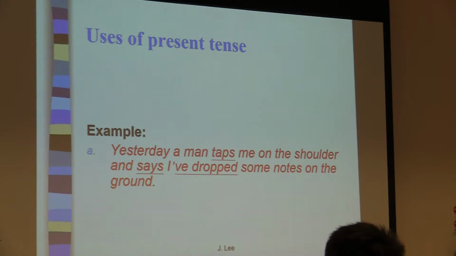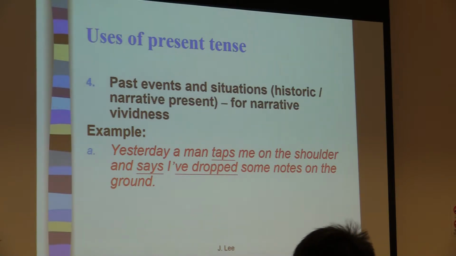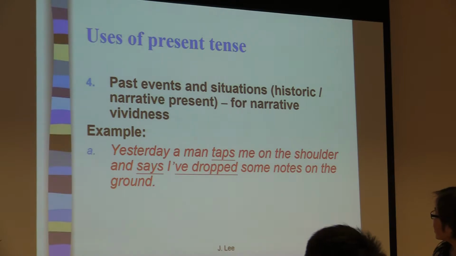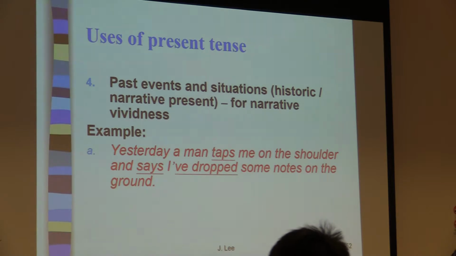But as advanced learners now, you should be conscious about this use. Well, we use this kind when we want to show the liveliness, the vividness, something close to us. It seems that this is happening, something present. So it can increase the liveliness of the story closer to you. So past events and situations for narrative vividness, or some people may call this historic present.